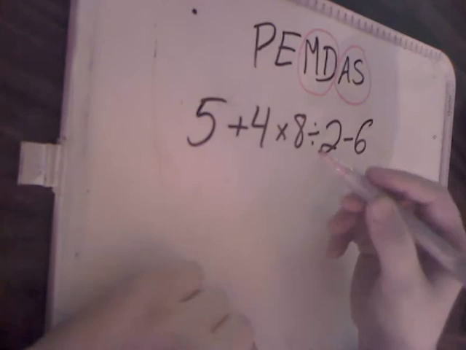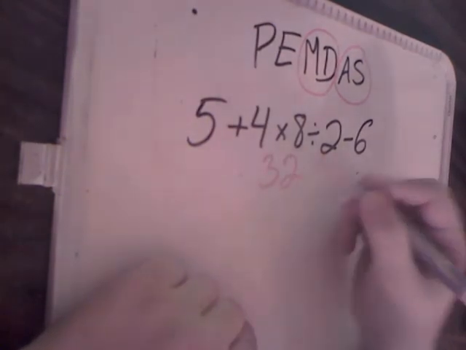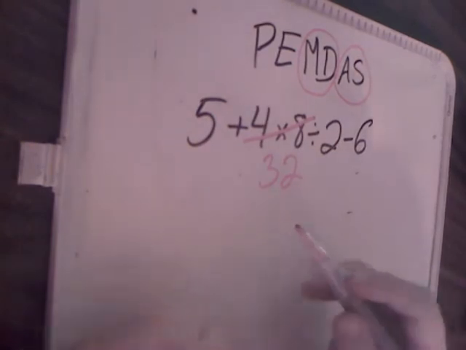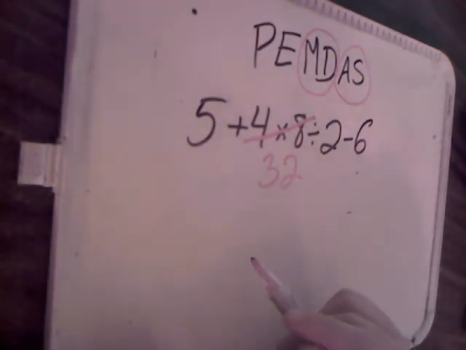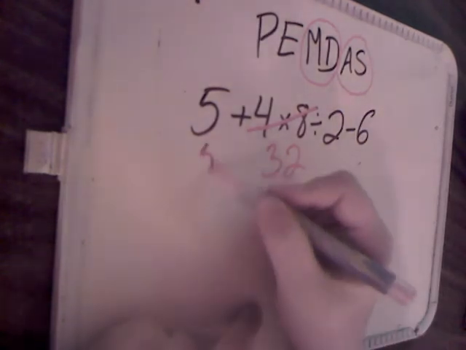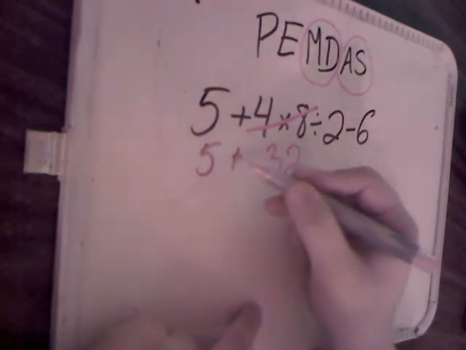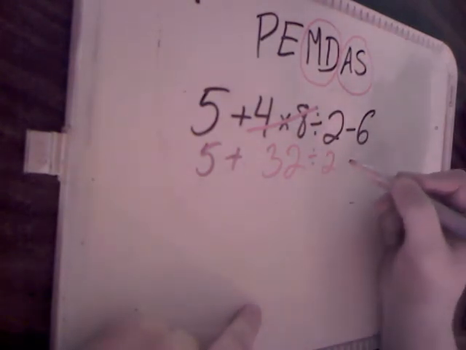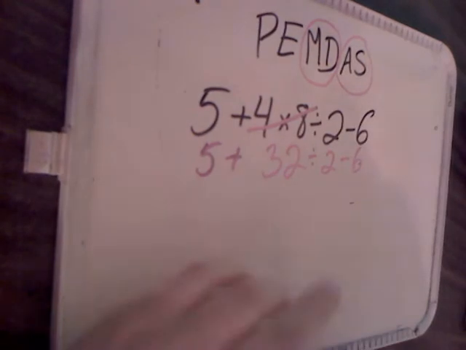8 and 8 is 16. 16, 16 is 32. I'm going to cross this off so that I know I'm done with it. And I'm crossing it off because I have to copy down all the other numbers from the problem before I can do the next step. So I'm going to copy down 5 plus. We already did 4 times 8, so we're going to skip that. Copy down divide 2 minus 6.